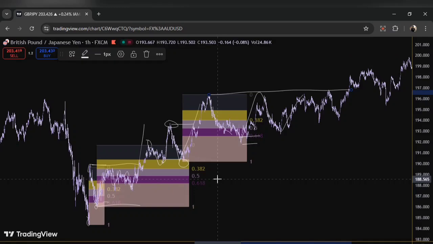And please backtest all these things. Take your time and dissect the information here before trading it on a live account, right?